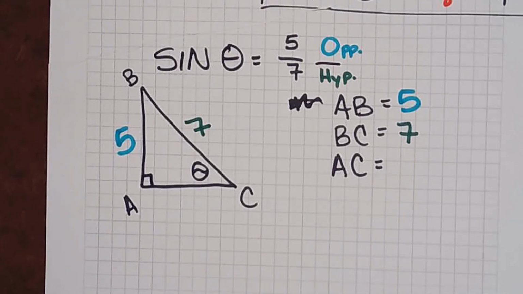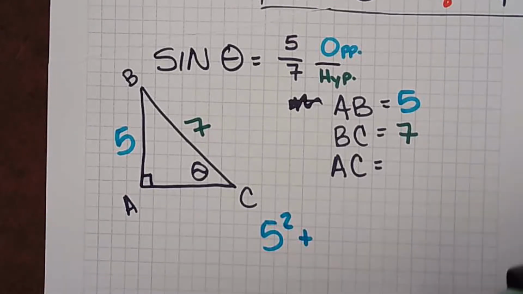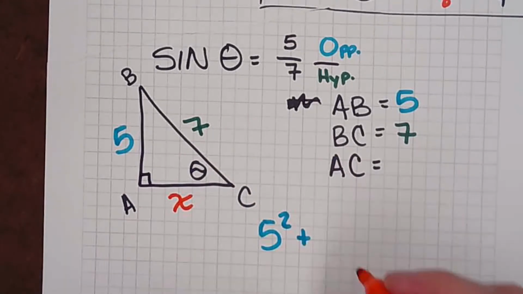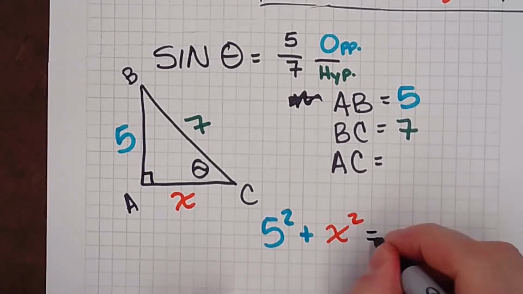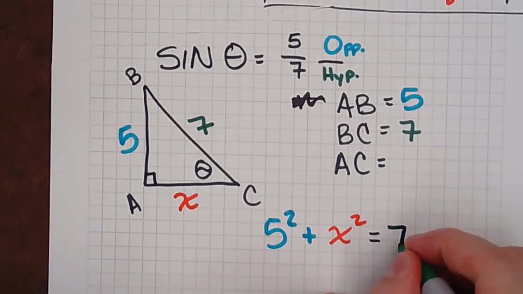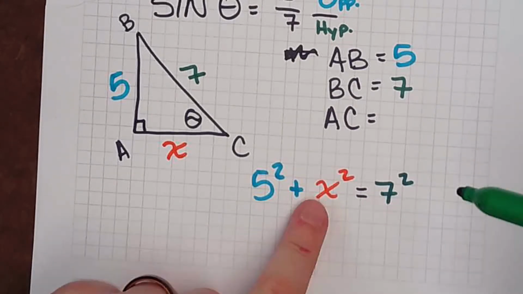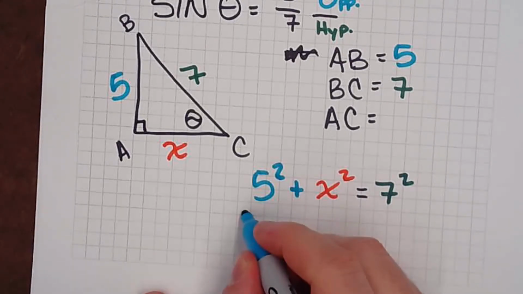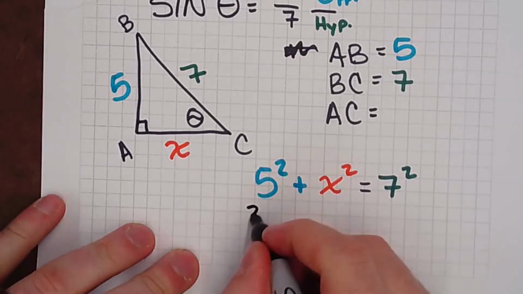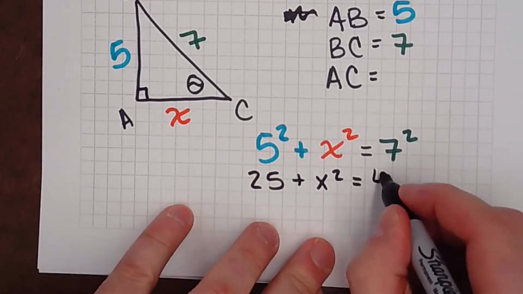Joey. Pythagorean theorem. So we do 5 squared plus whatever this is squared. Let's call it x. x squared should equal 7 squared. Remember, the 7 goes after the equal sign. It's c because it's the hypotenuse. So it goes here, not here. So how do we solve the problem? What's 5 squared? 25. What's 7 squared? 49. Now what do we do?